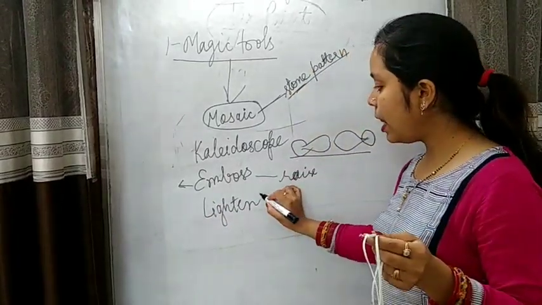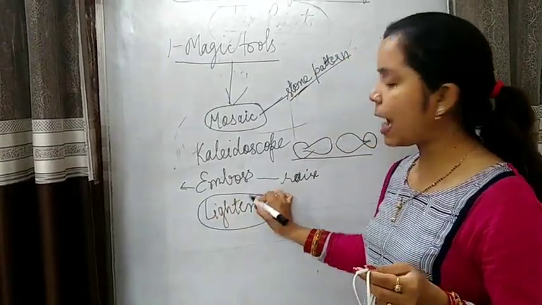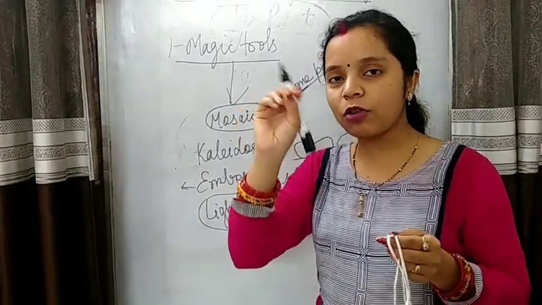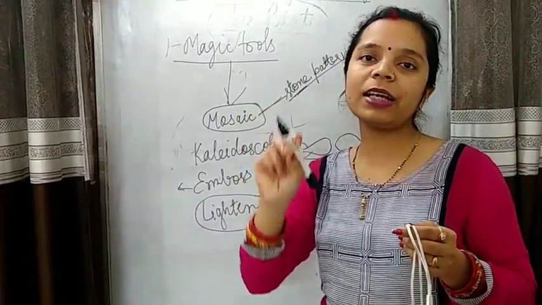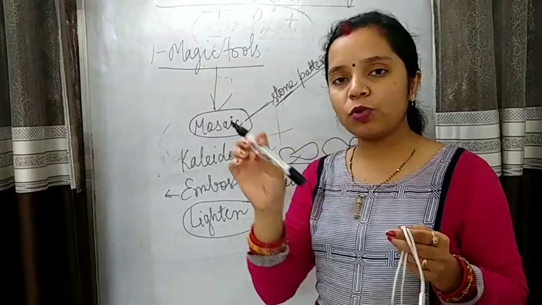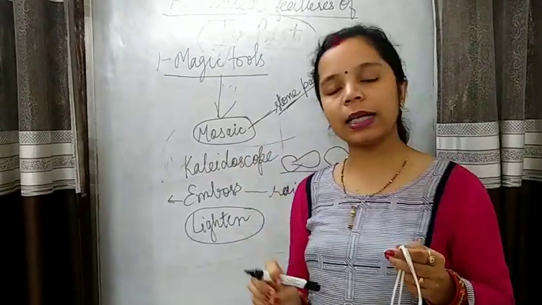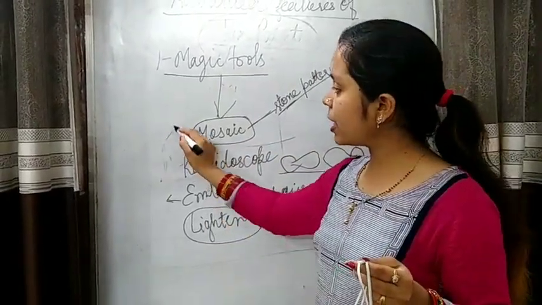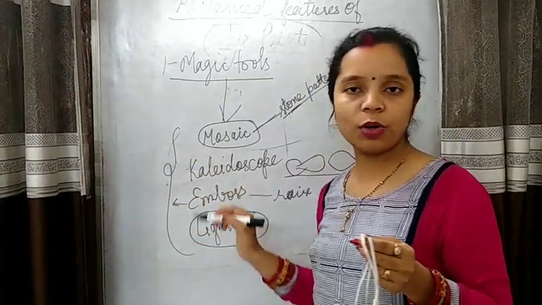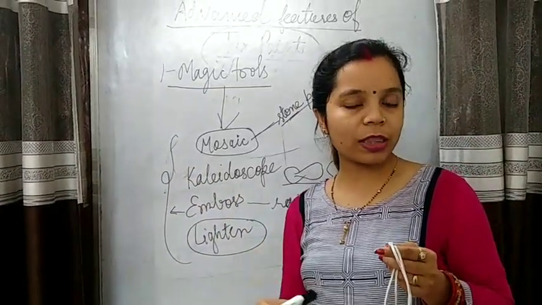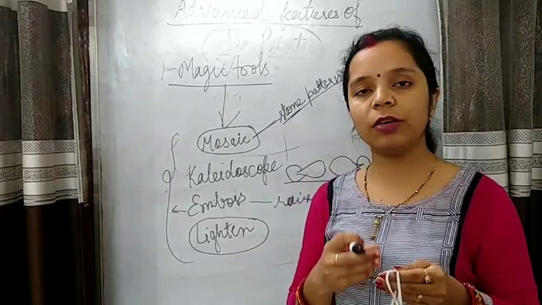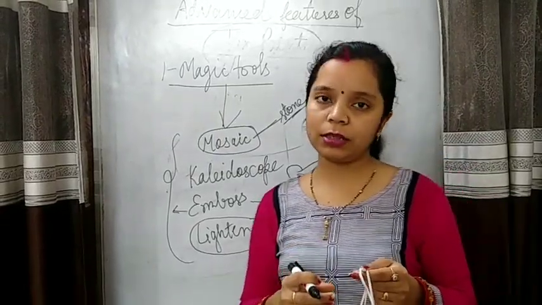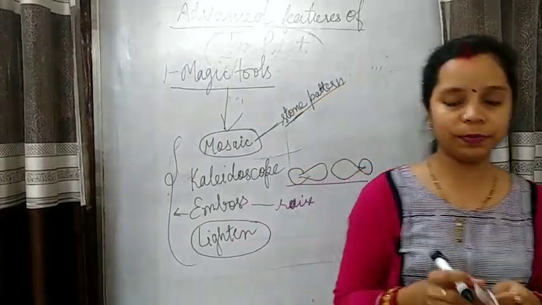Lighten effect, this lightens your drawing. Means whichever part of your drawing you apply the lighten effect to, it will make that part lighter in color. That is lighten effect. I am going to explain this effect just now. You read from the book, look in the book and see the video. Okay, now see on the laptop.